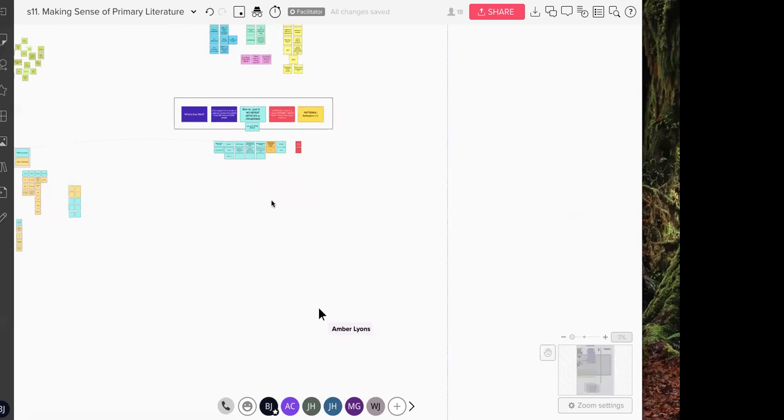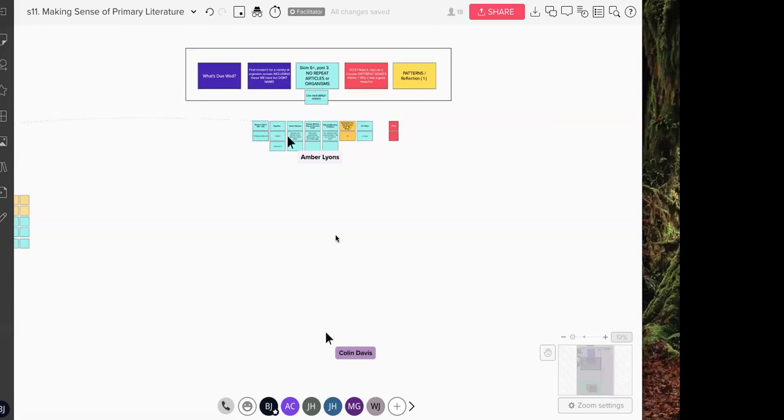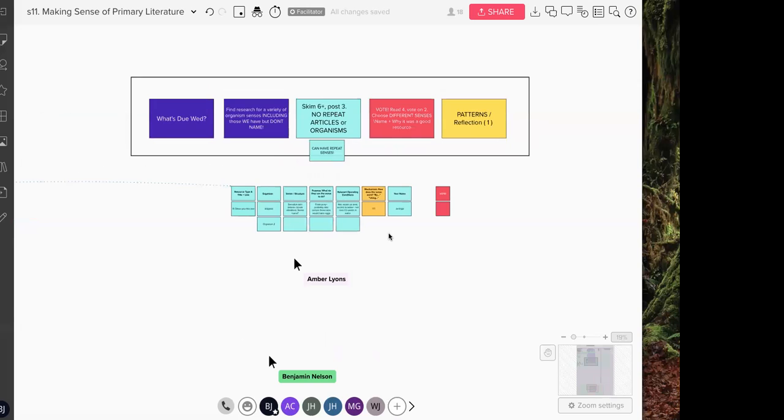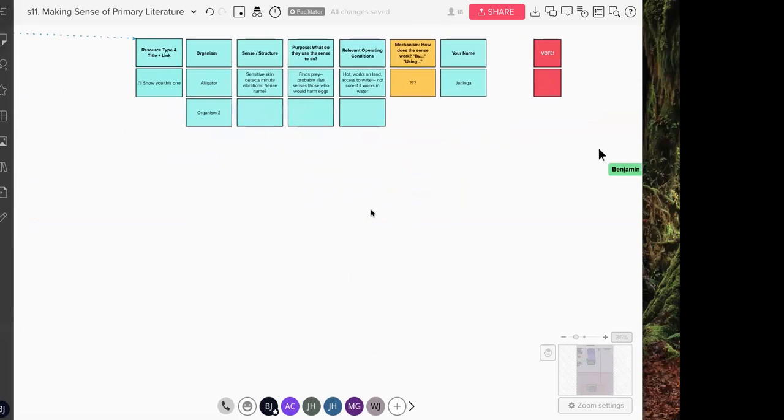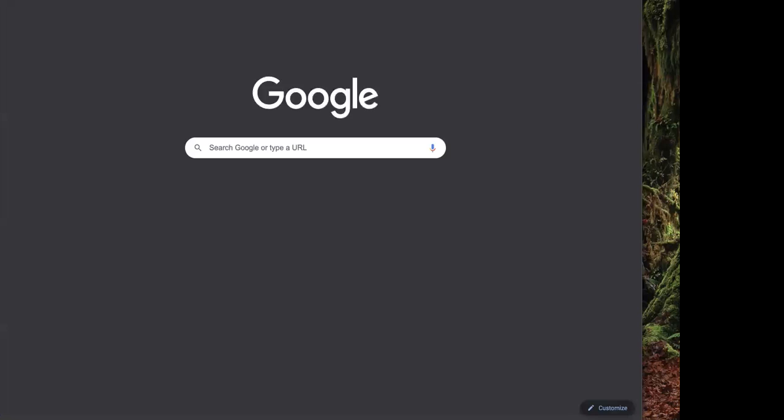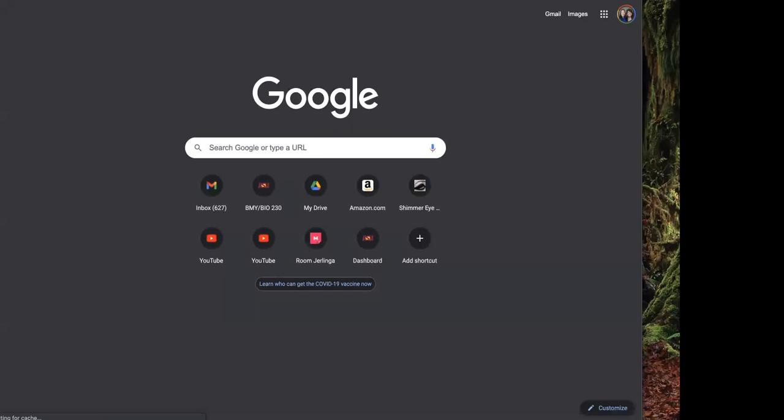So I'm going to show you an example of how you could set this up, and then you will have the next chunk of time to populate this. So hopefully you don't have too much. Again, I do not want repetition of articles. I do not want repetition of organisms, but you can have repetition of the sense or the structure. And so let's say you're doing just a really broad scale example. Let me show you an example of one. I found this one the other day.